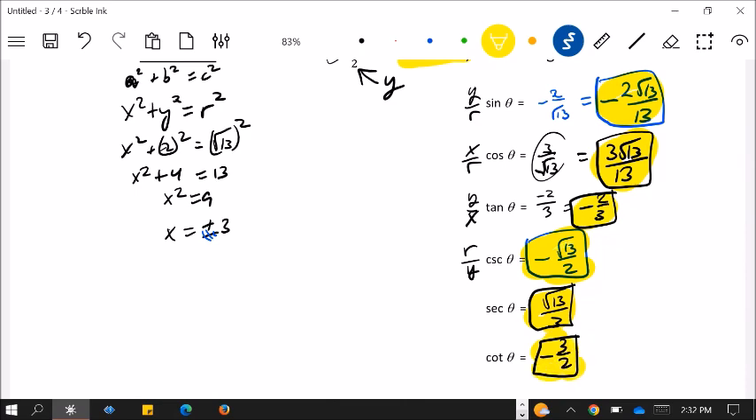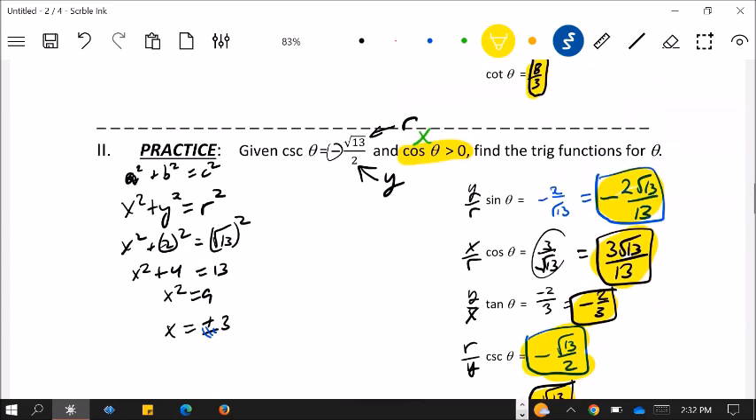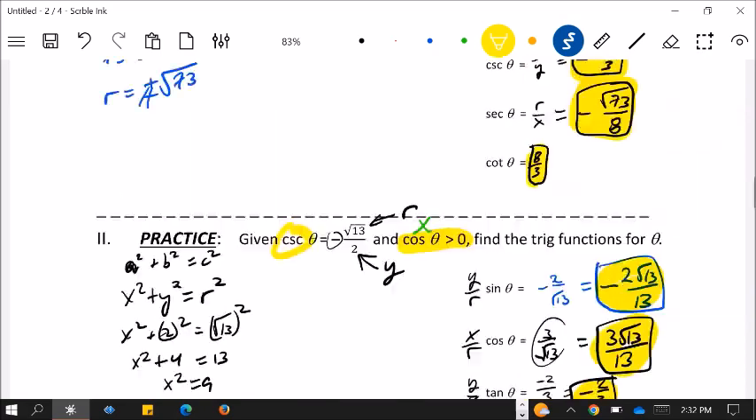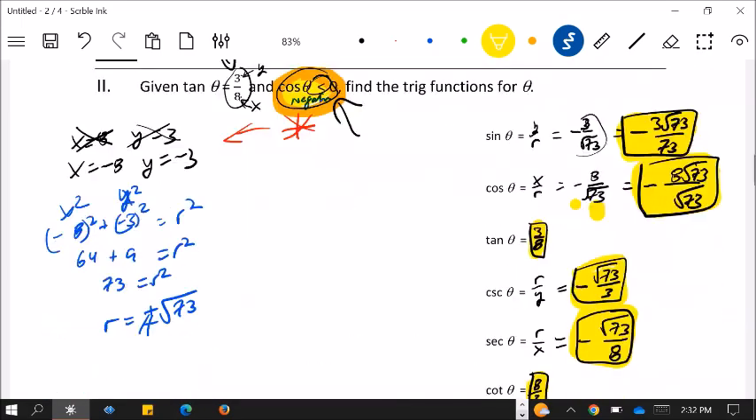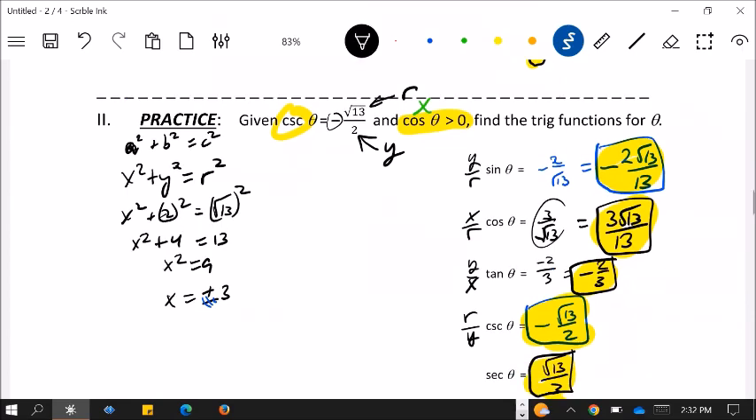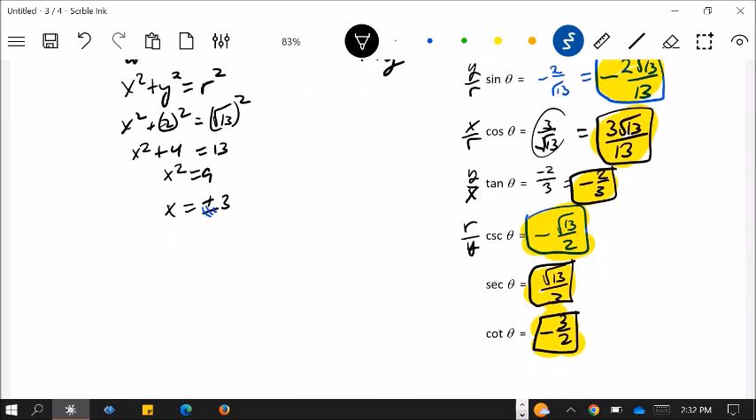There, now that's shown how to do this when we have different things. Tangent was one of them, cotangent's another. We figure out or remember what is r, what is x, what is y. And with those three, we can find all of them.